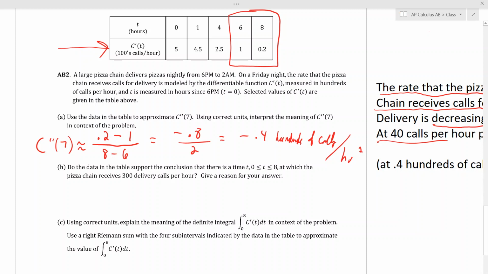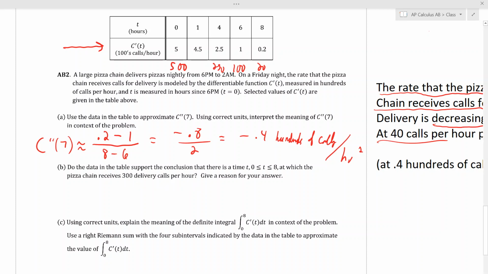This says, does the data table support that there's a time where there must be 300 delivery calls per hour, basically? That's an IVT question, and it's an IVT question because they're asking about the function that's in the table. If they ask about the function in the table, which is the rate at which they receive calls, they're asking, does that ever hit 300? Well, yeah, because here it's 500, here it's 100, here it's 20, here it's 250. Because it goes from above 300 to below 300, then yes, it has to go through 300. We have to write that out using IVT.